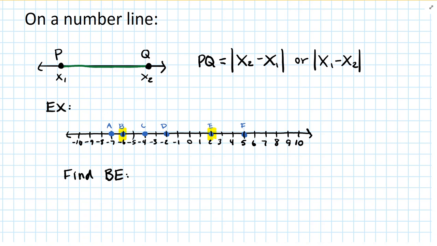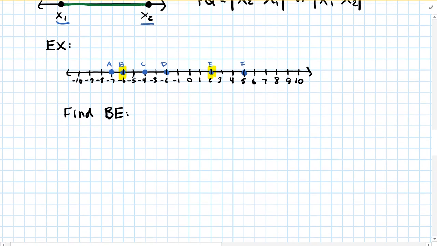So I'm calling my P x1 and I'm calling my Q x2. And so I could subtract x2 from x1 or x1 from x2, and it won't matter. As long as I'm taking the absolute value, I'll always get the same result. So if I'm looking at my number line here, it says example, find BE. So the distance is really the space between these points.